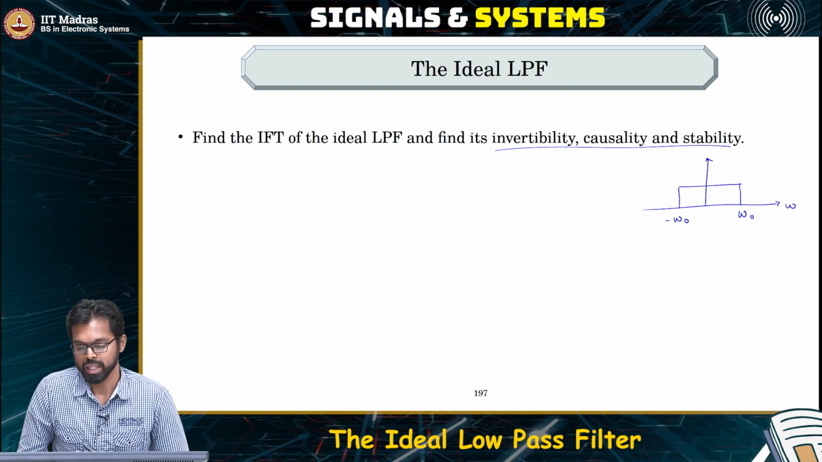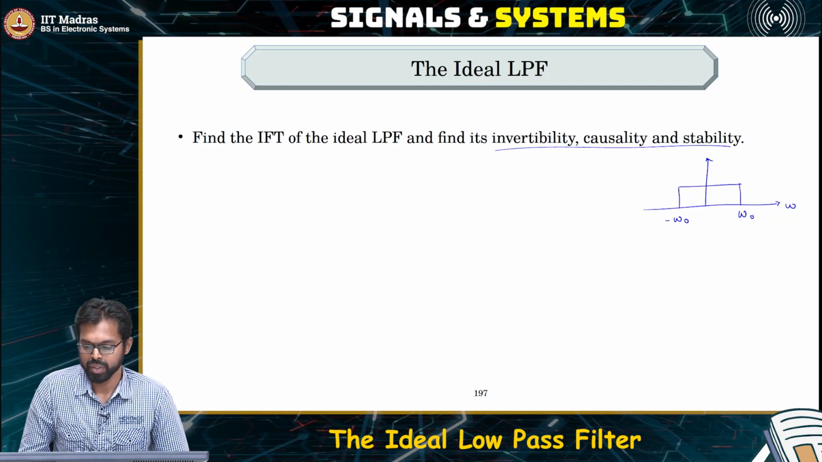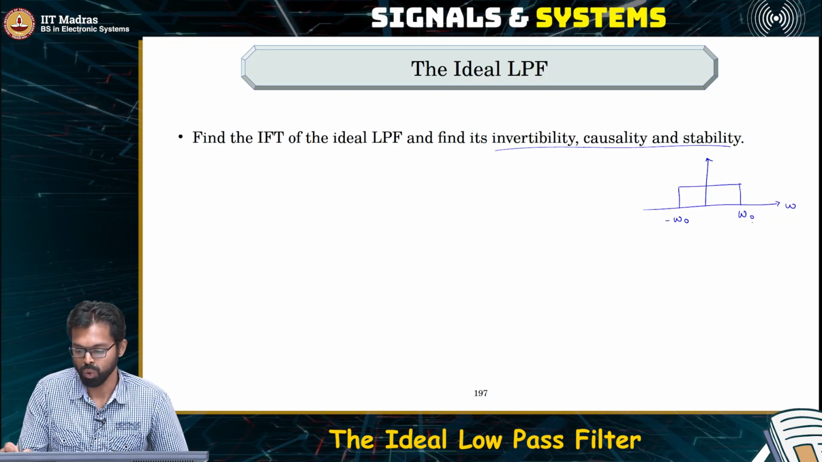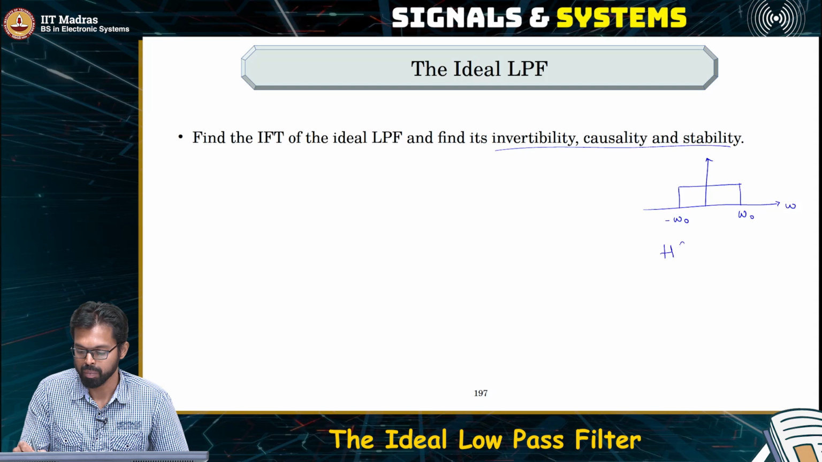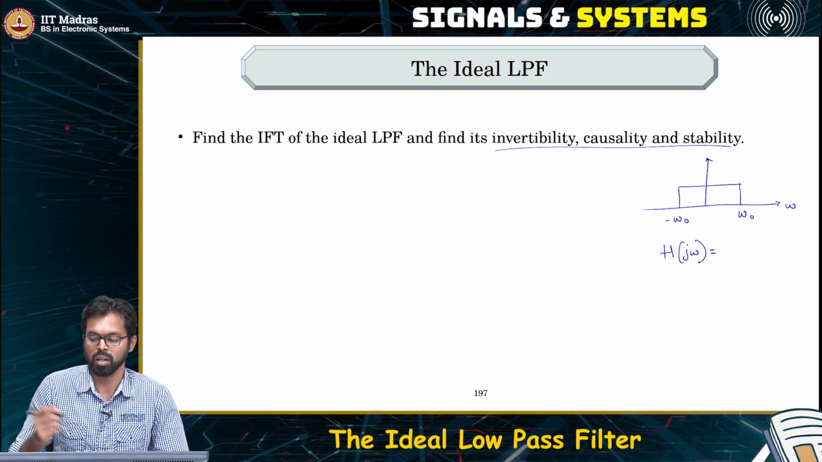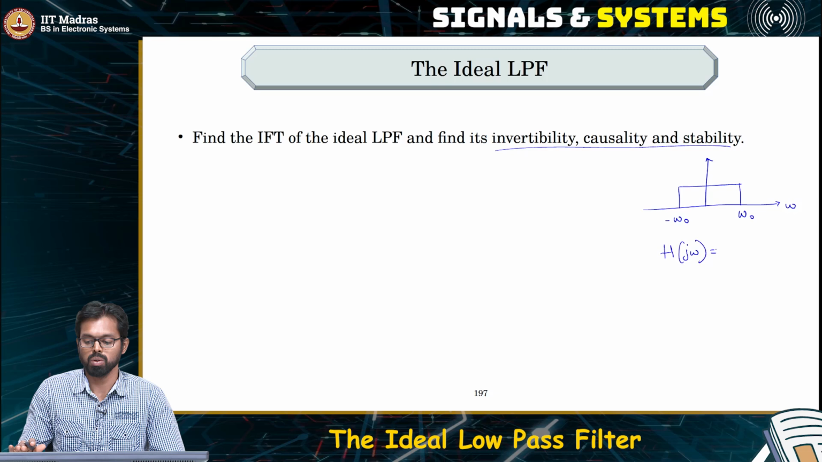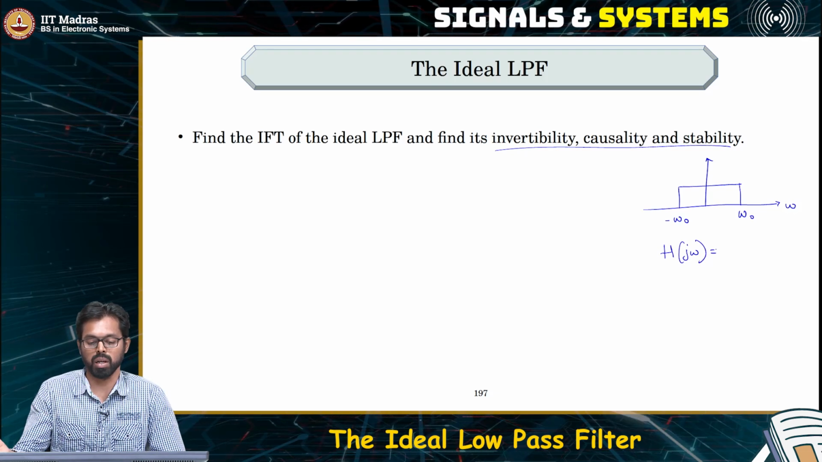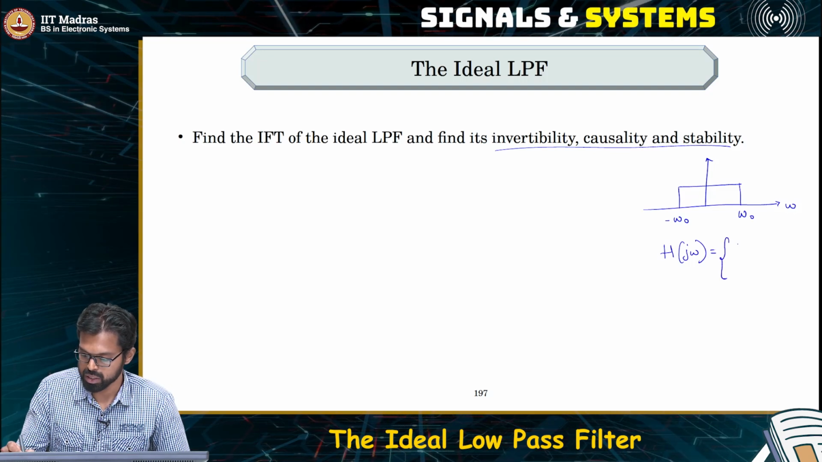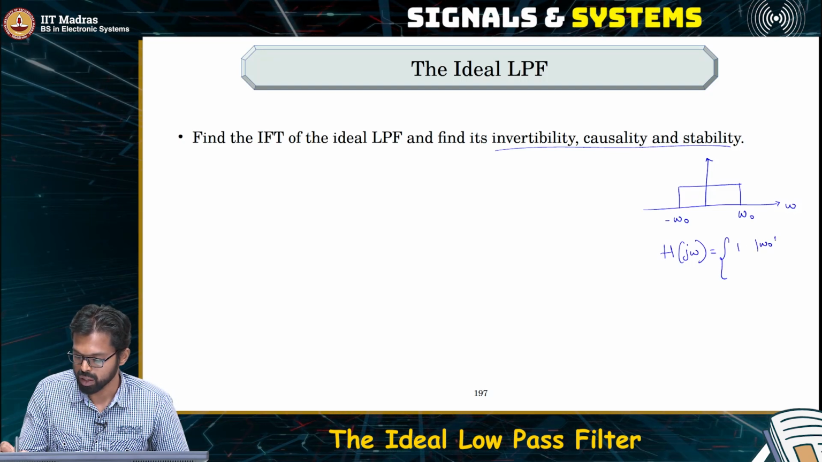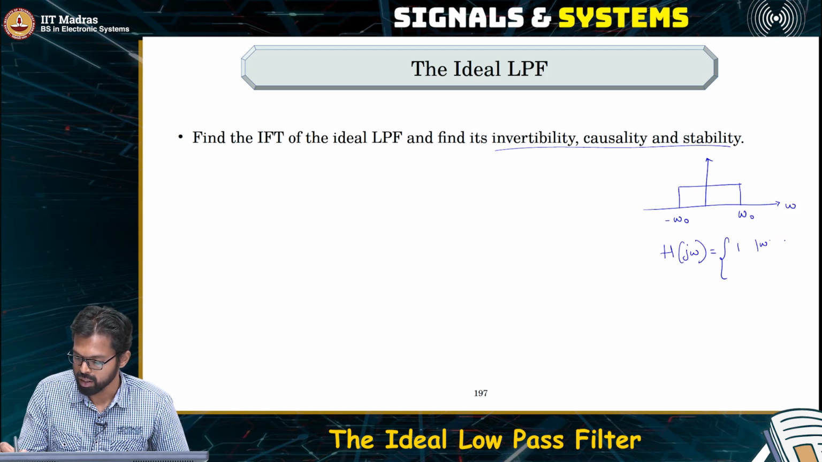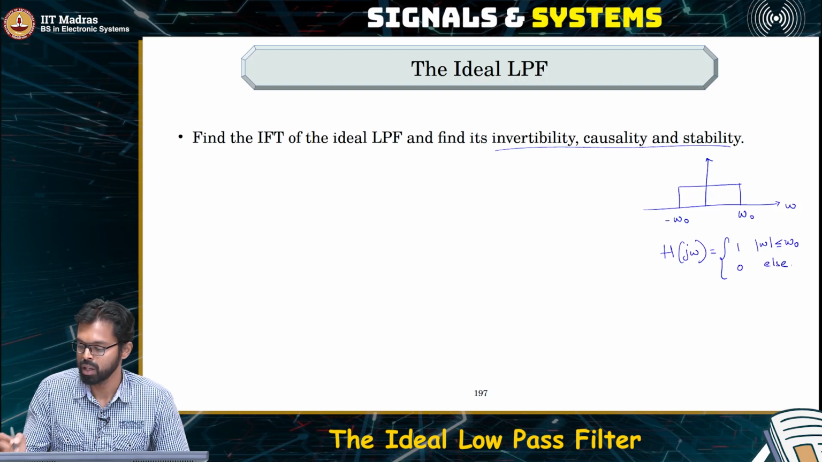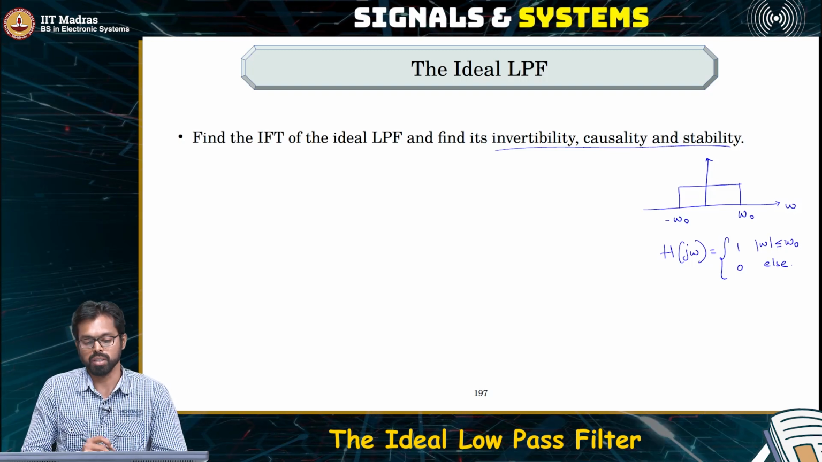So what are we saying here? We are saying that if you feed in a signal and if the signal contains a frequency component which is above omega naught, then the system will drive that to 0. So it will cut off all the frequencies which are greater than omega naught, and anything less than that it will pass, and hence the low pass filter. So which means this is 1 for omega less than or equal to omega naught, and 0 everywhere else. So this is our ideal low pass filter.